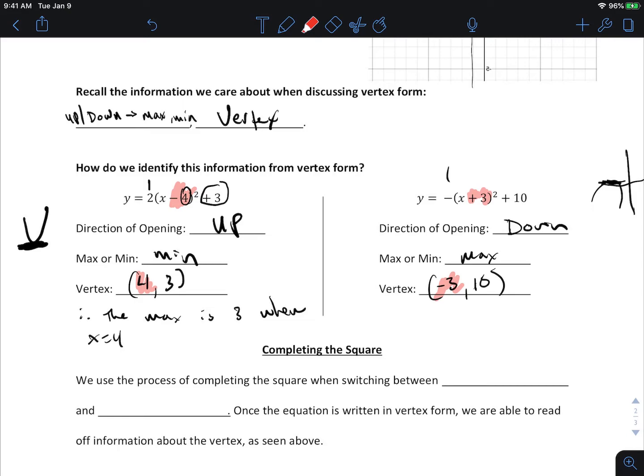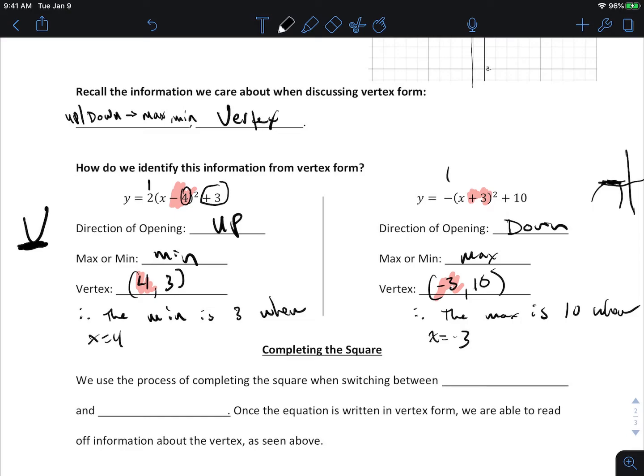And then you could say, okay, therefore, oh, you guys didn't correct me. It's a minimum. The minimum is 3 when x equals 4. And then therefore the max is 10 when x equals negative 3. Okay?